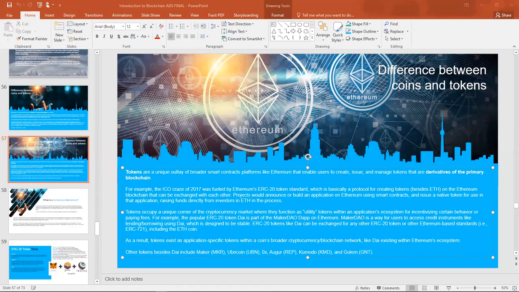Something like Pancake is a token which is under the Binance Smart Chain. You see this FTX token or FTT. It's a coin for the FTX exchange. Neon is a different blockchain, and this is the coin.